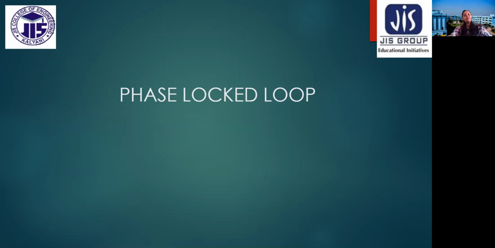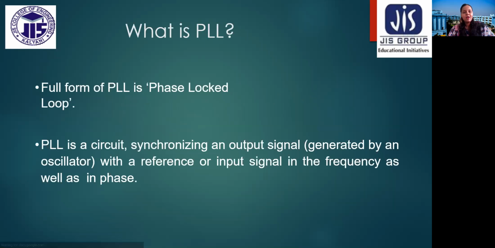Next, we have studied so far about an oscillator, the voltage controlled oscillator. Now the next one is phase locked loop. So let us now study another electronic device, a special kind of electronic device, and let us know what phase locked loop is. So what is PLL? The abbreviation of phase locked loop is PLL. The full form of PLL is phase locked loop.